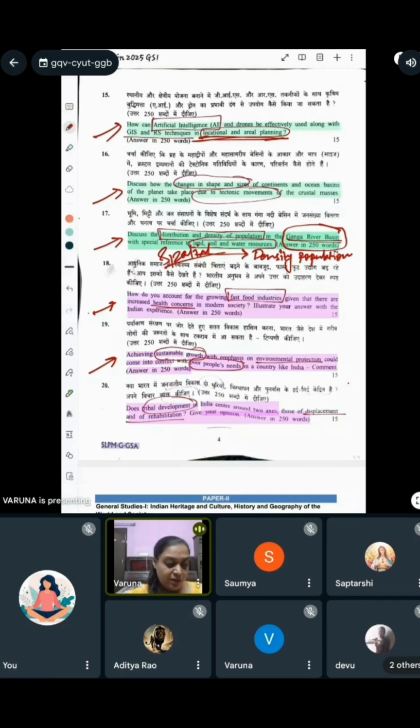Comment. So again, how is this question somewhere related to GS3? Because environmental protection and sustainable growth are mentioned in the GS3 syllabus, but we have to relate it with the poor people's need. So we have to relate it with the poverty and development related topics in GS1.